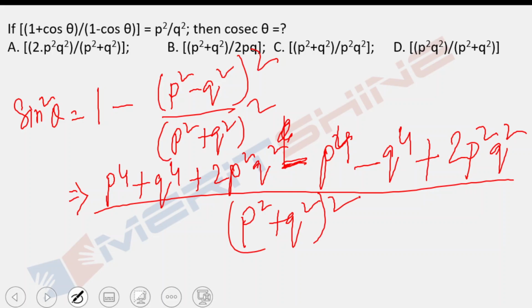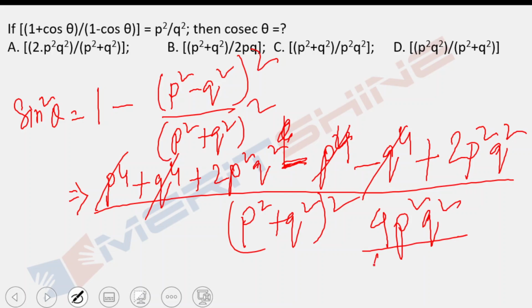This I am doing to make you understand. You don't need to do this. If you have done a little bit of algebra, you know that a plus b whole square minus a minus b whole square is always 4ab. So from that only you can do. But nonetheless, you have now got the value 4 p square q square in the numerator and p square plus q square whole square in the denominator.